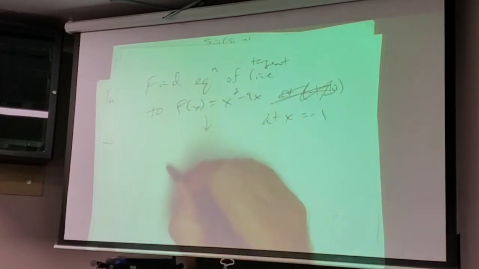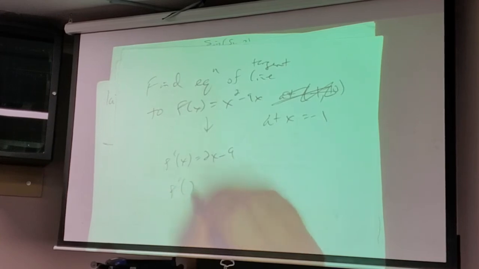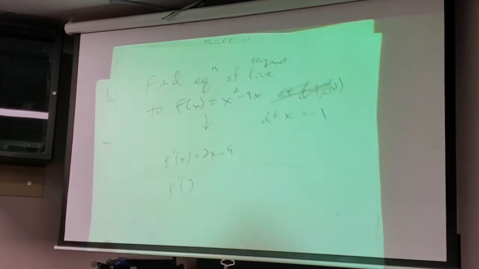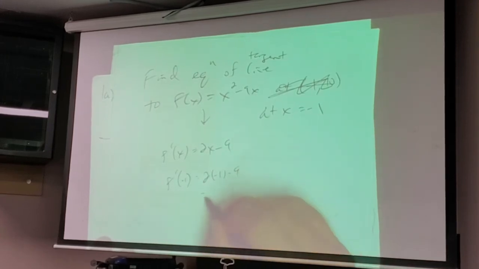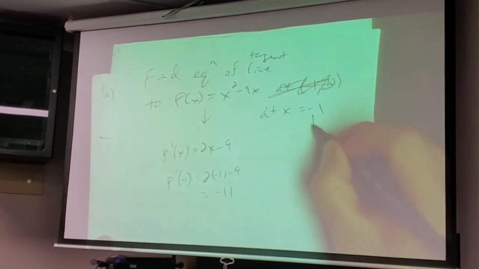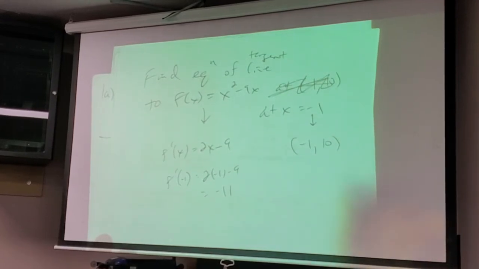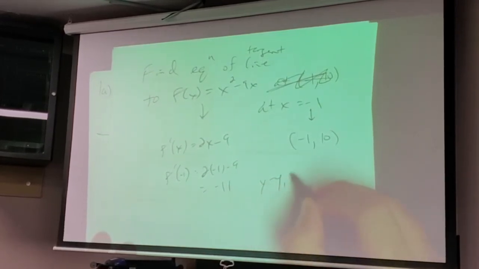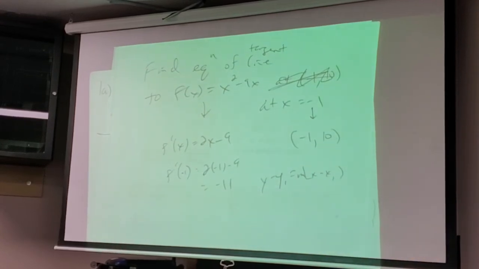You take the derivative to get the slope everywhere. You want the slope at what point? At -1. So I get a slope of -11. I know the point is (-1, 10). Then I can do it whatever way you like. You can throw it in and solve for b. Okay, that's the standard one.